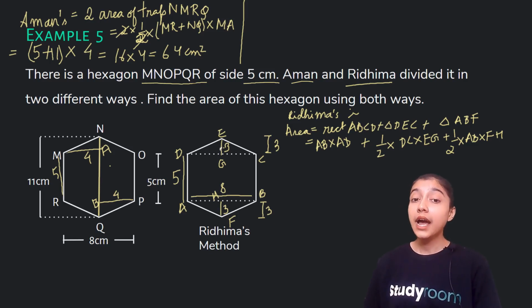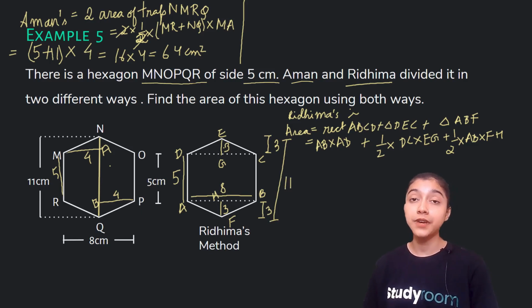Now the height was not directly mentioned in the question. This entire distance was mentioned as 11 and this AD portion is 5. So we'll subtract 5 from 11, we get 6. That means 6 is evenly distributed in the top and the bottom portion of the rectangle. So height of each of the triangles will be 3 centimeters. 11 minus 5 gives us 6. 6 is evenly distributed in the top and the bottom portion. So it will give us 3 as the height of each of the triangles.